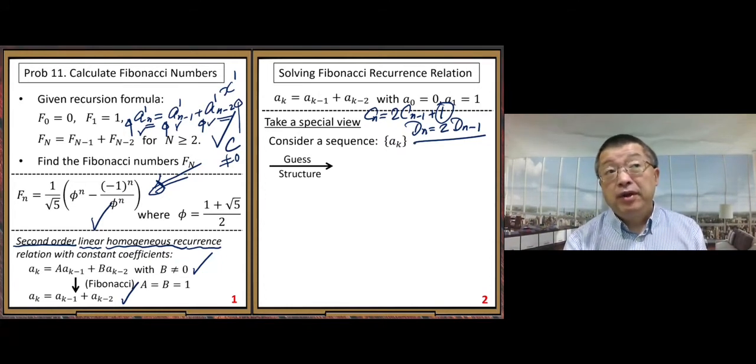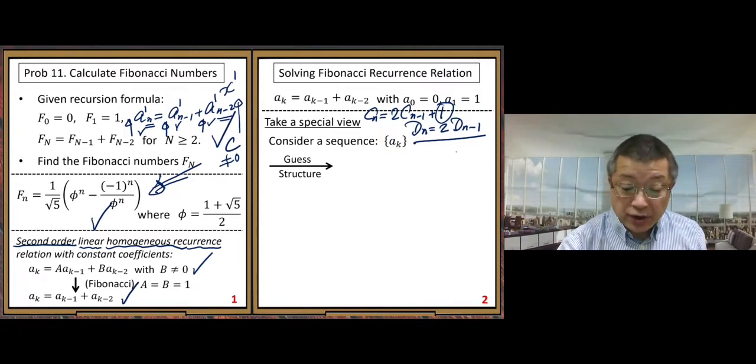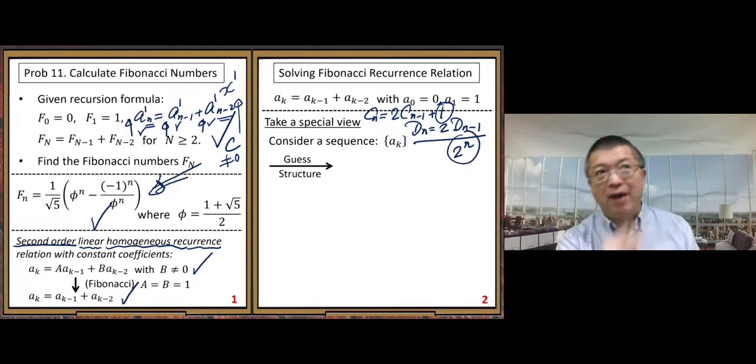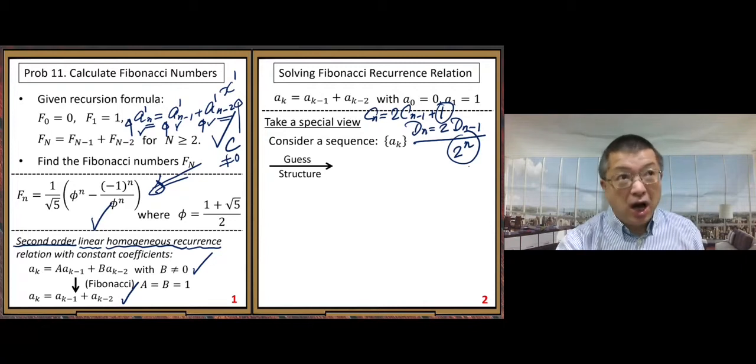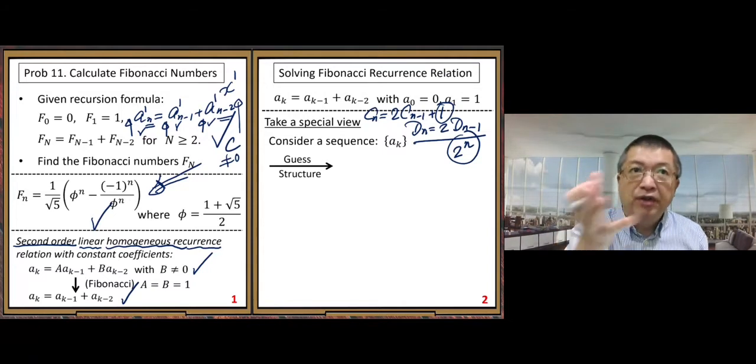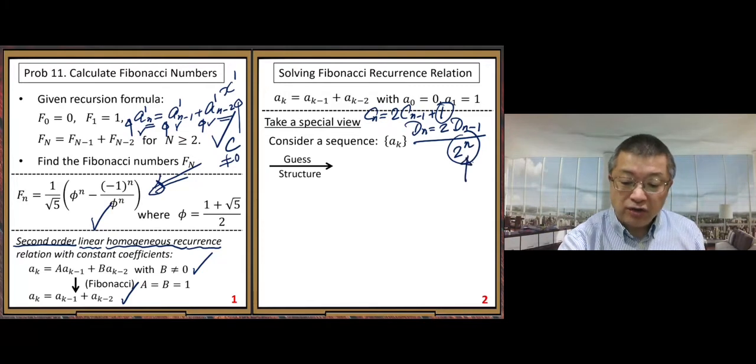Then we think about it. What is the solution of that? The solution is 2 to the nth power, right? Remember? Solution 2 to the nth power. Good. This one gives us the structure of a recurrence relation. Although it's first order, this is the structure we should consider.